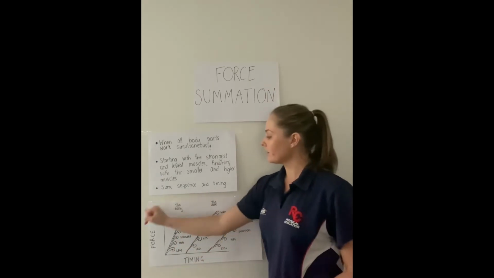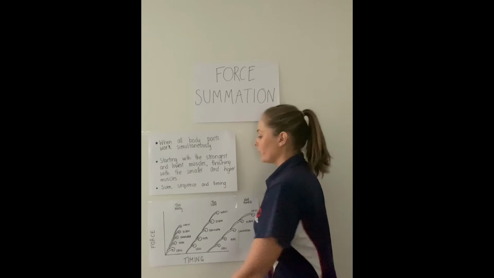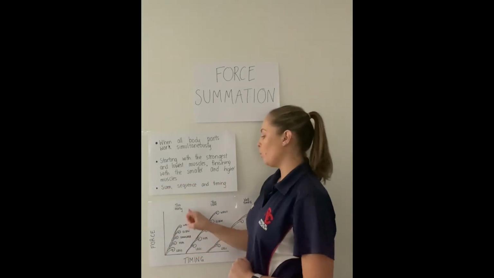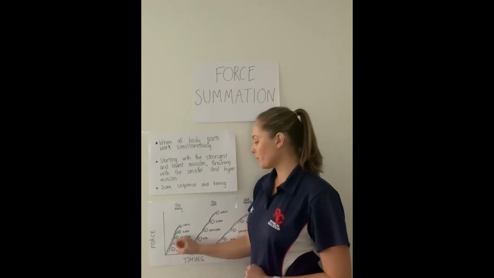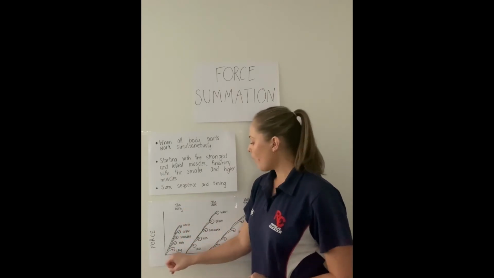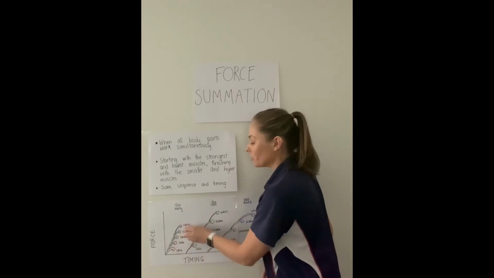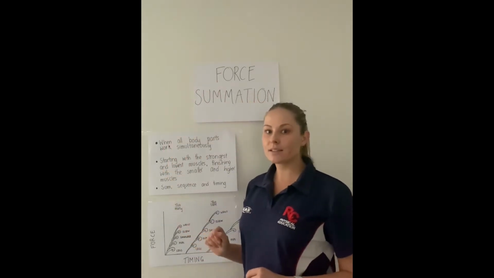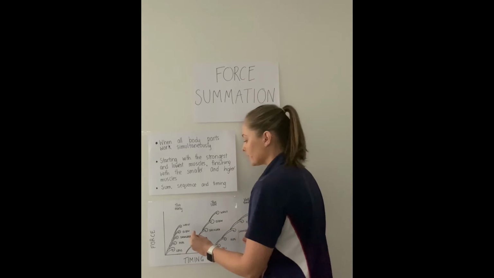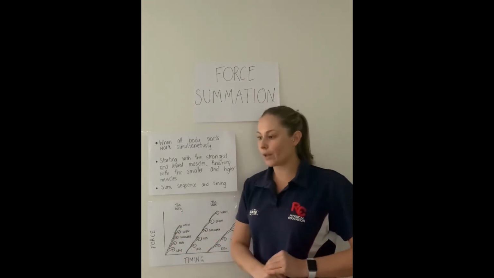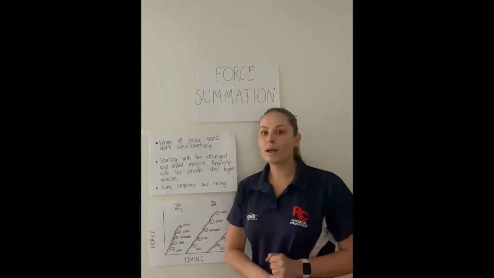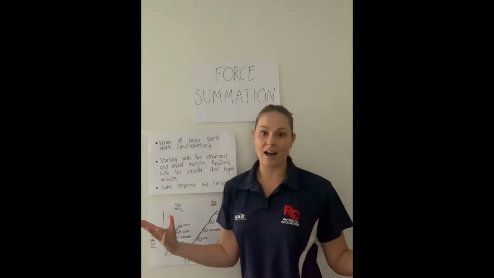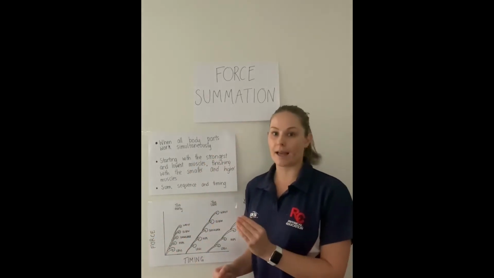So if we look at this graph down here, we've got force going up the side, timing along the bottom. So if we move on from each muscle too early, what happens is we aren't actually generating enough force. So if we're quickly moving through the sequence, we're not building that force, which means our object isn't going to be able to move quickly or basically be thrown far, okay? Because there's no force behind it.